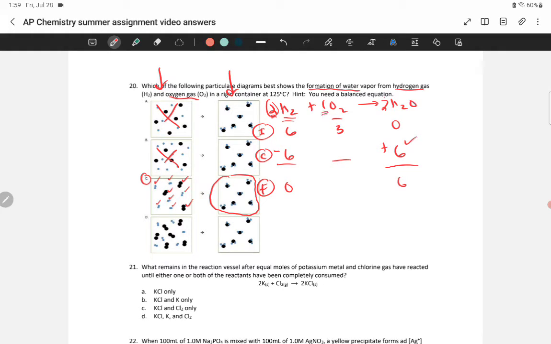It's a 2 and a 1, or a 1 and a 2 for oxygen, hydrogen, and H2O. So if we have a 6 for there, we would need to have half of that over here. Half of 6 is 3. 3 minus 3, 0. So we have also none of the oxygen gas in the final. So that's why I liked answer C.